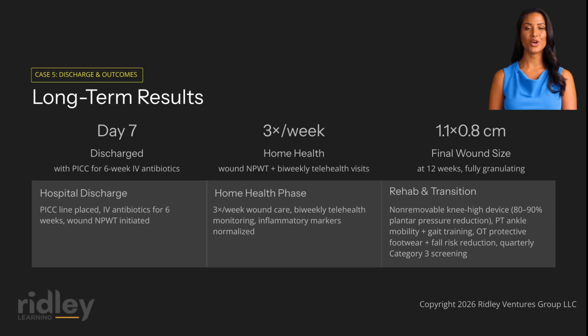The patient is discharged on hospital day 7 with a peripherally inserted central catheter for 6 weeks of intravenous antibiotics. A non-removable knee-high offloading device is fitted to reduce plantar pressure at the ulcer site by 80 to 90%. Home health nursing provides wound care 3 times weekly with NPWT management and dressing changes.